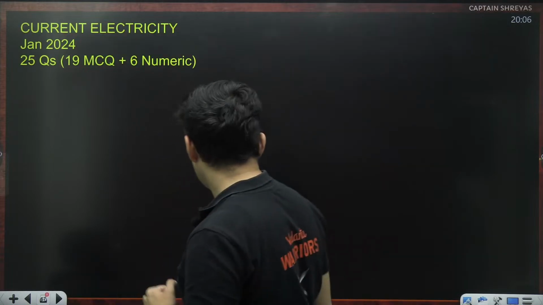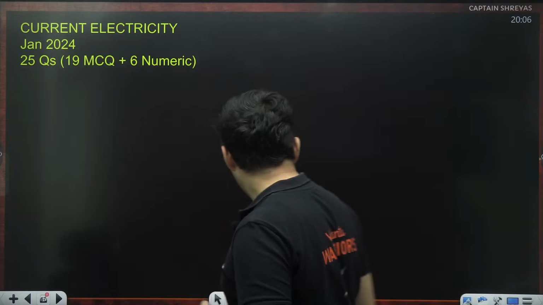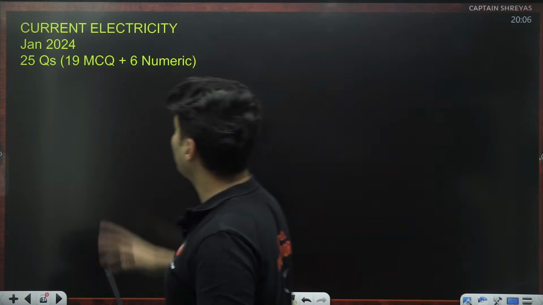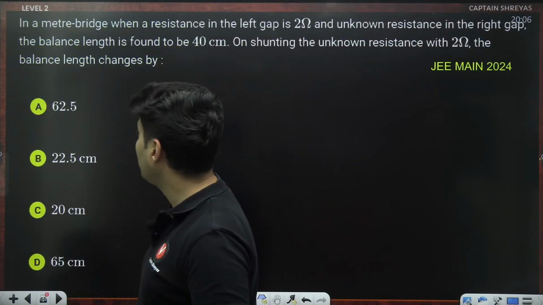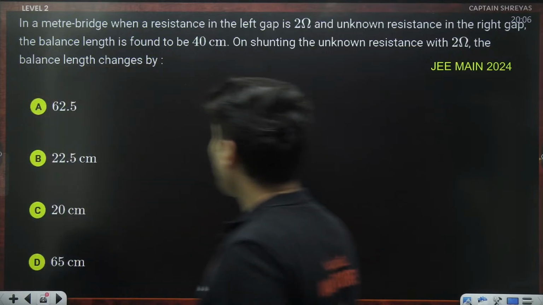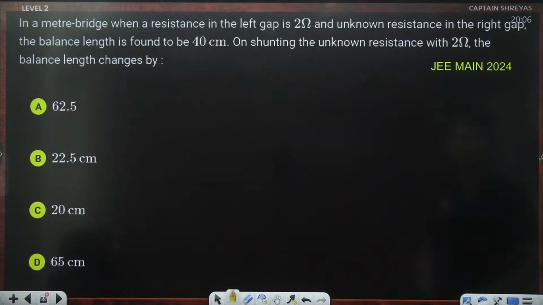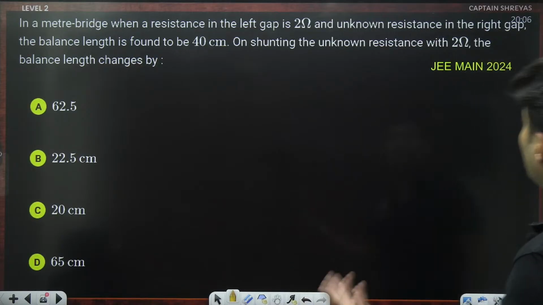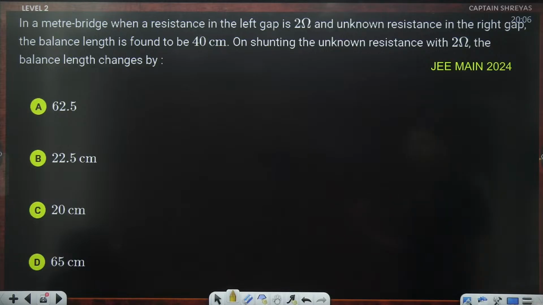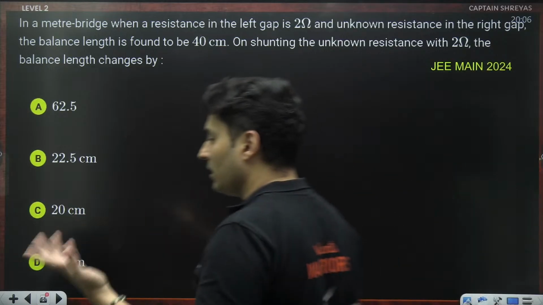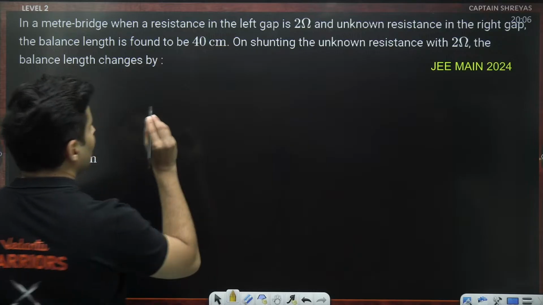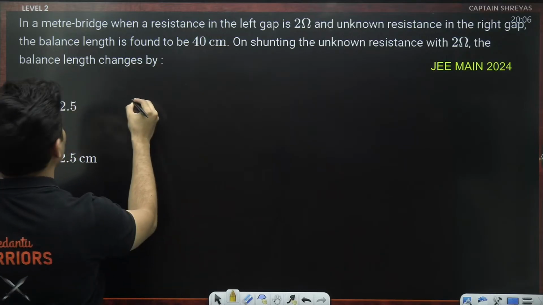Starting off with the first question coming up on your screen, and we are doing around 25 questions in current electricity. Here is the first one. There's a meter bridge with some resistance in the left gap and an unknown resistance in the right gap. The balancing length is 40. On shunting the unknown resistance with 2 ohm, the balancing length changes by how many centimeters? That's the question.